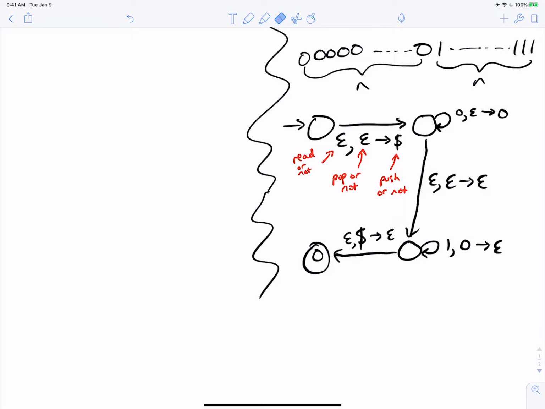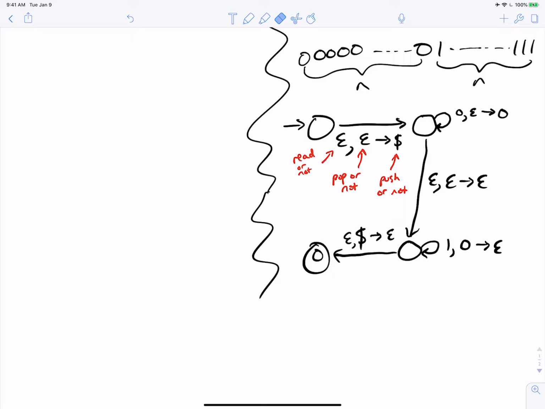If I have more zeros than ones, then I'm going to put all the zeros on and match the ones, but there's going to be a zero on the top of the stack, and I have nothing left to read. So that's what's going to actually get us here. And if I have an equal number, it's pretty easy to see that we'll accept at that point.